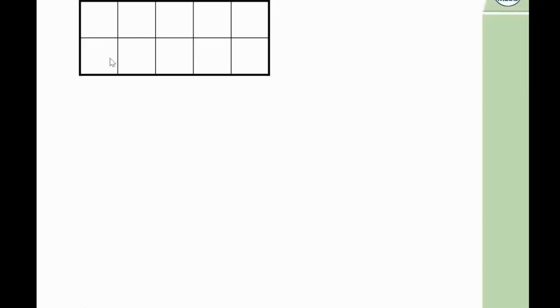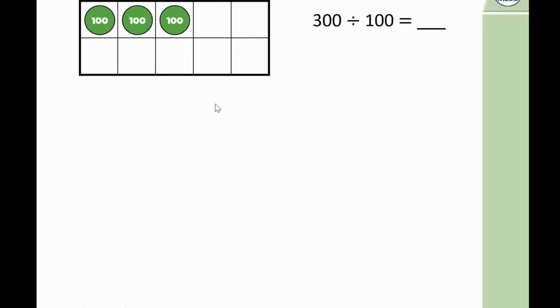So here we have our 10 squares. Let's see how many. 1, 2, 3, 4, 5, 6, 7, 8, 9, 10. So there's 10 hundreds in there. How much is that? Good. Now we have 3 hundreds, which of course makes 300, right? And they're asking us to divide 300 by 100. So that would give us 3.